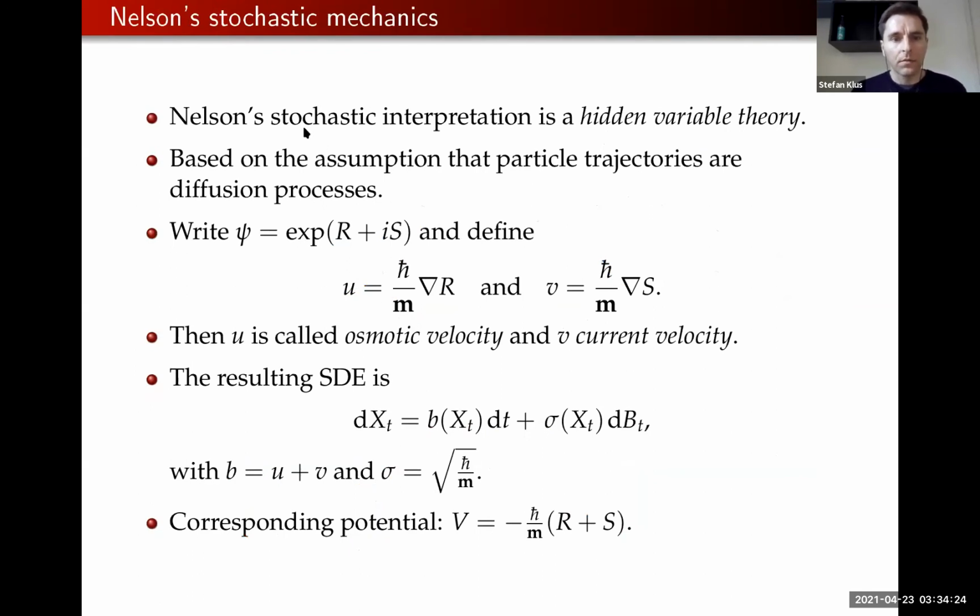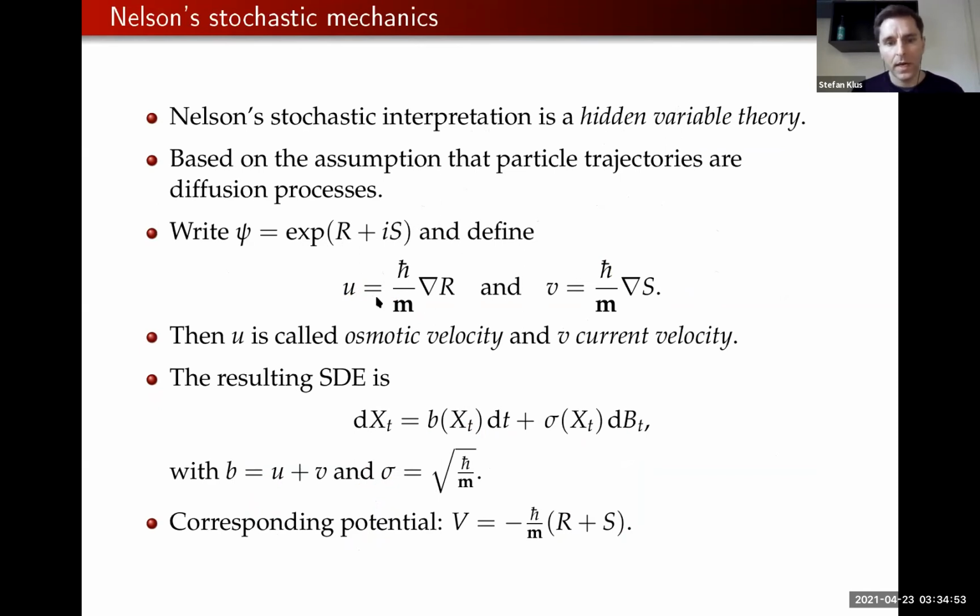And this is related to Nelson's stochastic mechanics, which is the hidden variable theory. Nelson's stochastic mechanics is based on the assumption that particles are following drift diffusion processes, and you can derive the corresponding stochastic differential equation as follows. Given the wave function psi, which is now a solution of the Schrödinger equation, we write this as e to the R plus iS. R is the real part and S is the imaginary part here.